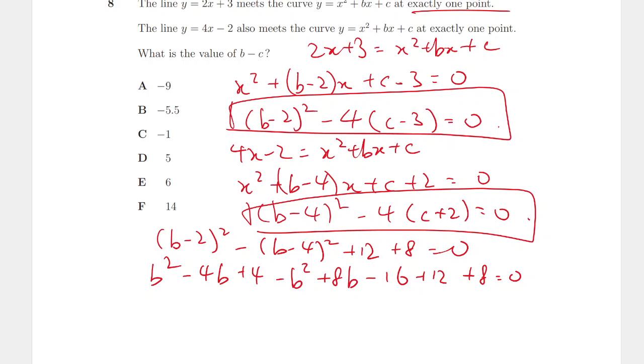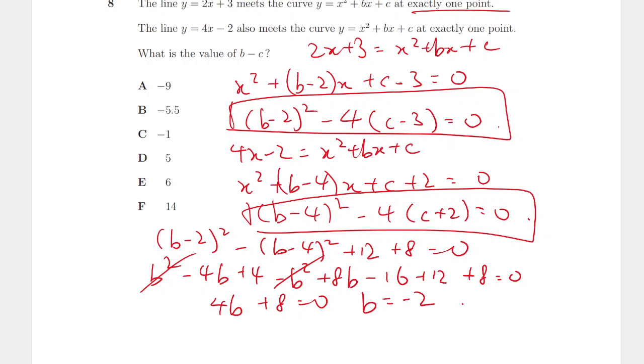Okay, great. So now what do we have? The b squares cancel, lovely. 4b plus 8 equals 0, I think. 4b plus 8 equals 0. That means b is negative 2. Okay, and now you just sub into your favorite equation, right? If b is negative 2, then you find c.